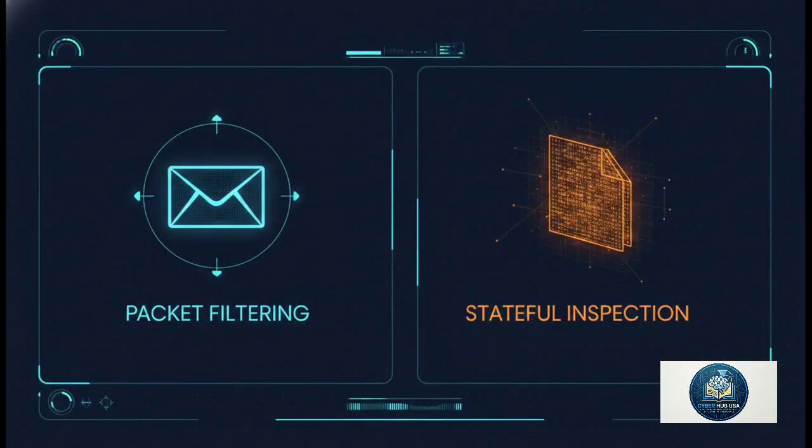And this brilliantly illustrates the evolution of how firewalls actually work. Basic packet filtering is just like looking at a mailing envelope. You check the to address and the return address, and if they look totally legitimate, you let it through. But you haven't actually looked inside.